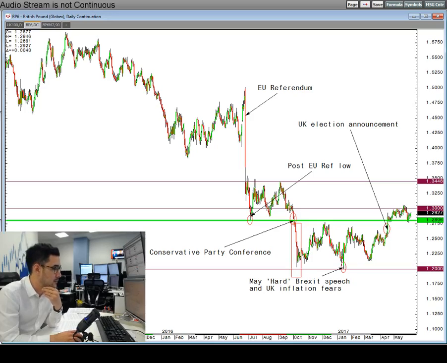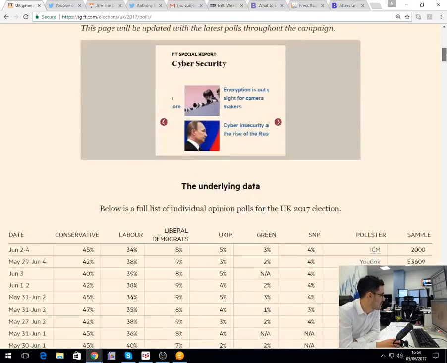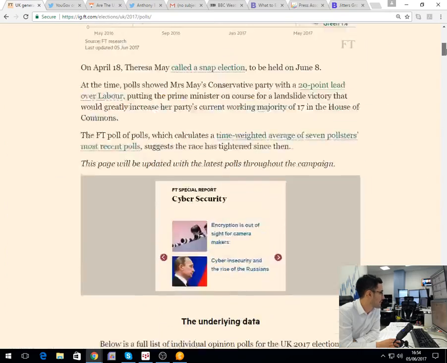Now, transitioning my charts over, looking at the poll of polls, if I just scroll this down, this is all of the different polls that come out pretty much now on a daily basis. So we're talking about YouGov, Kantar, Panelbase, Ipsos Mori, ICM, ComRes, Survation. These are all the main pollsters that are out there.